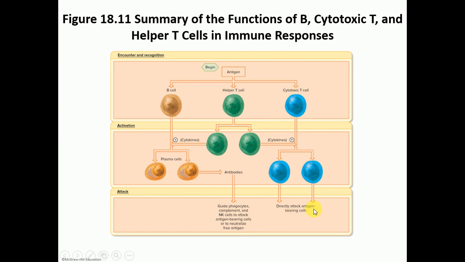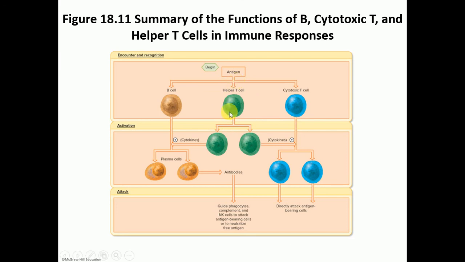So they can directly attack the antigens. So the most important cell in this process is really the helper T cell. If the helper T cell is not activated, it will not be able to activate your B or your cytotoxic T cells. And the helper T cell is the aim of the HIV virus. It will attack the helper T cell.